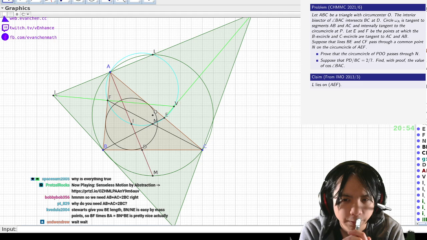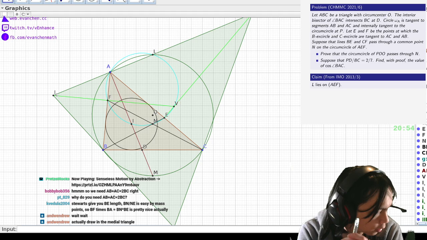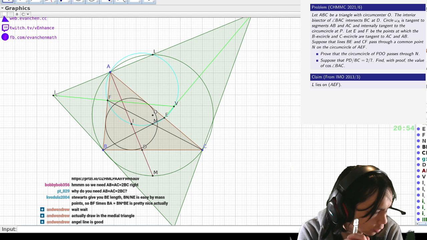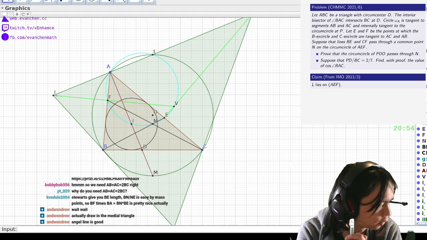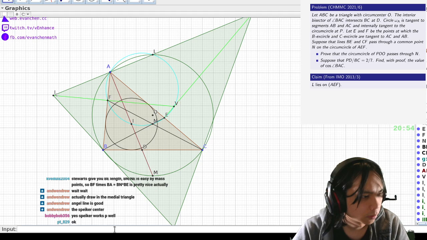If I have AB plus AC equals 2BC, then I is the midpoint of AM by Ptolemy's theorem. And that will give me I is on the circle. Yeah, so I agree, I could just draw the medial triangle. What's the medial triangle do? Nagel line? You want the fact that N, G and I are collinear, is that what you're saying? Okay, fine. So M_A equals midpoint of A.